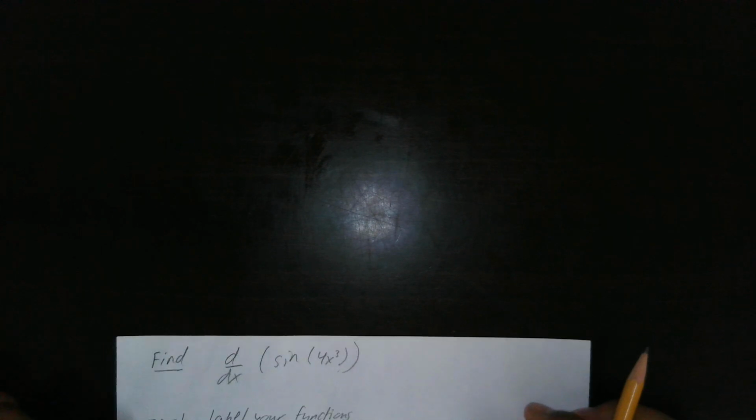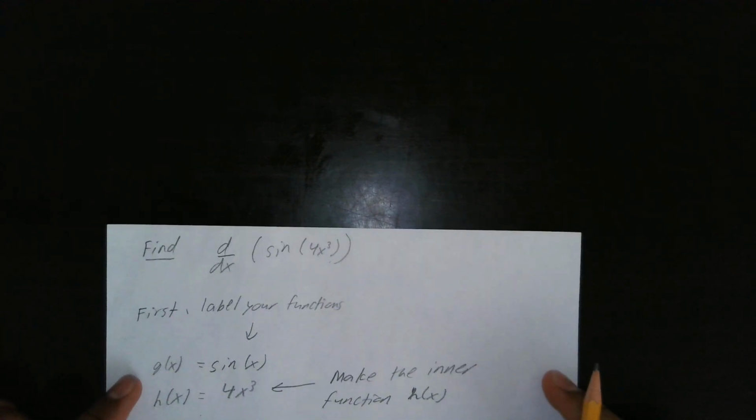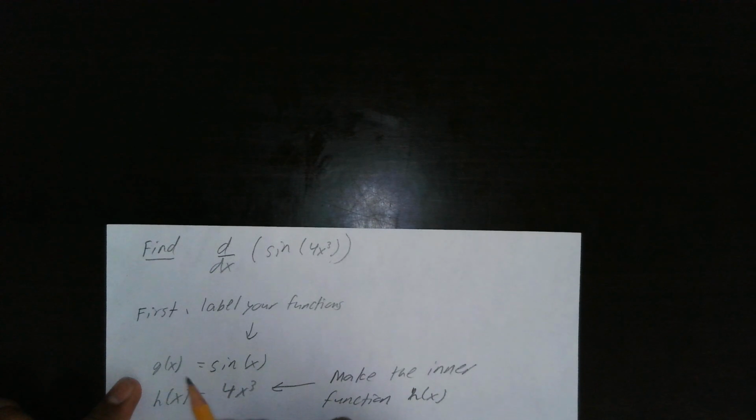Find the derivative of sine of 4x to the third power. Please pause this video and try this out on your own. Alright, so let's first label our functions. Label your g of x and your h of x. We'll make our exterior function g of x, and that'll be sine of x, and then we'll make the interior function 4x to the third. So always make the interior function h of x.